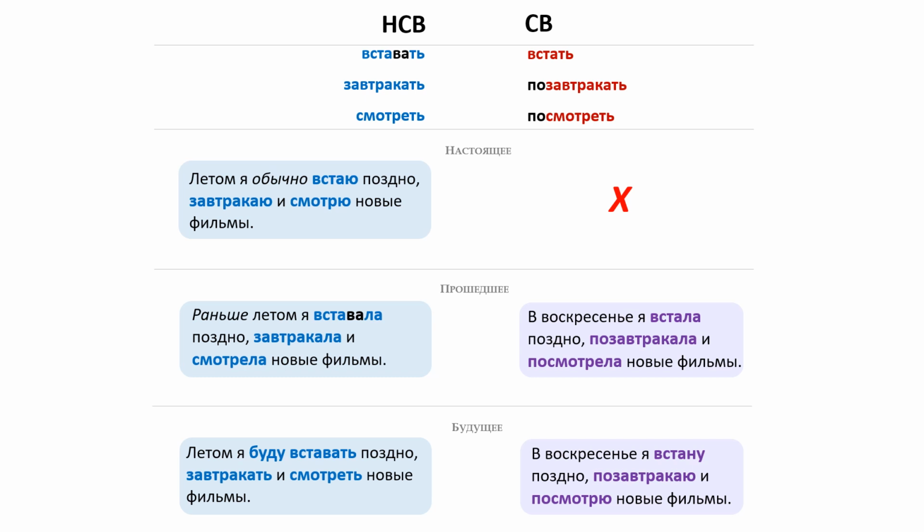There is no present tense for the SV verbs. SV verbs do not talk about present. Прошедшее время, past tense. Раньше, летом, я вставала поздно, завтракала и смотрела новые фильмы. I used to get up late in summer, had my breakfast and watched new movies. So it's something I used to do in summer, something that was repeated many times before.